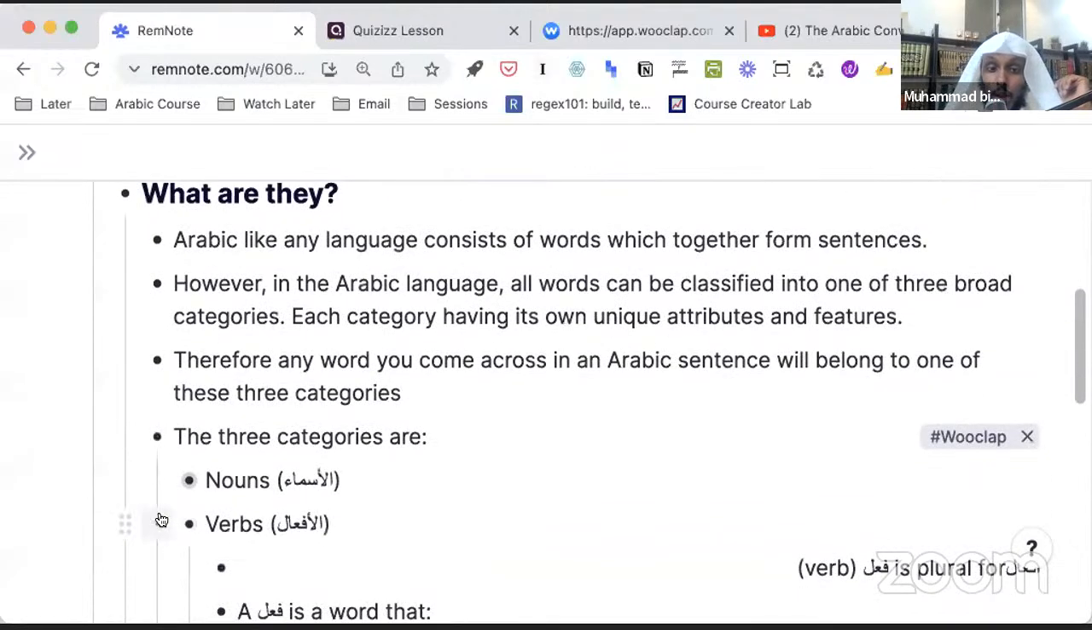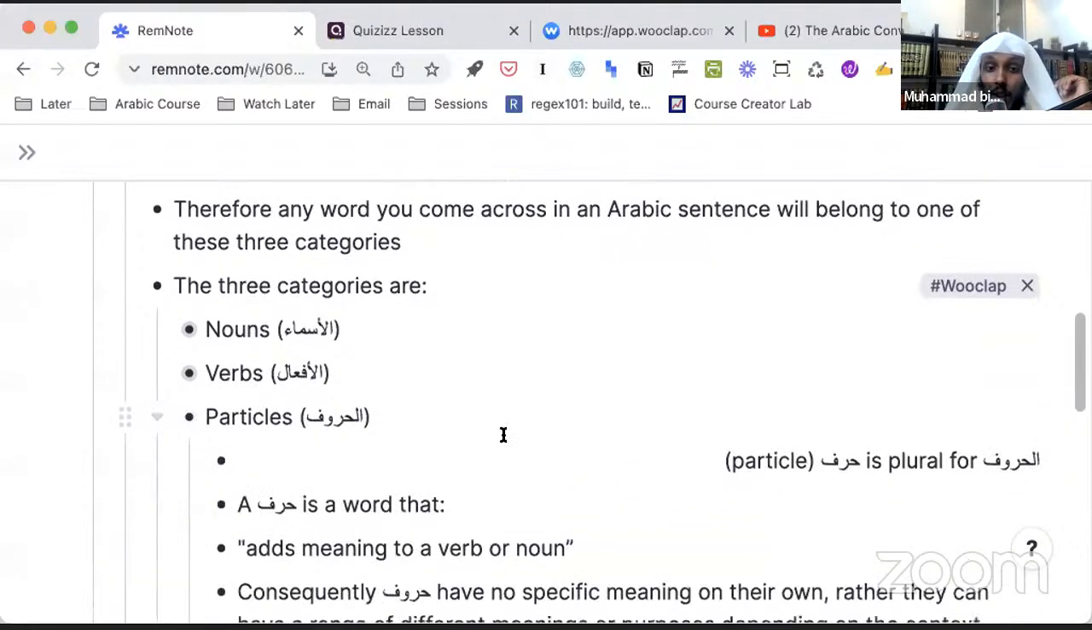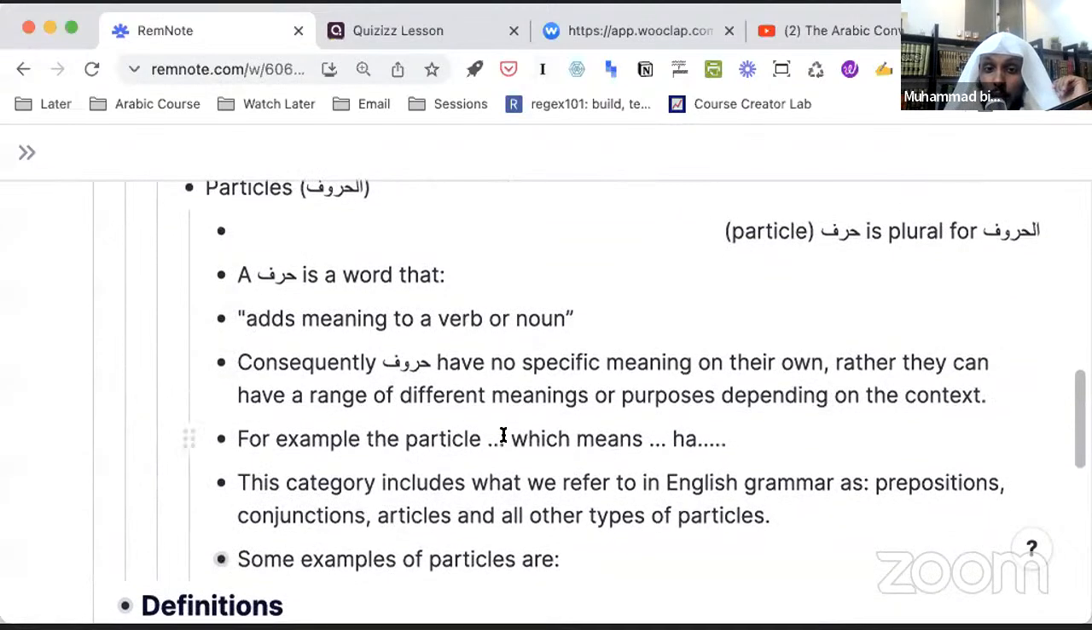Then we come on to the particles. Particles are the words that add meaning to a verb or a noun. And this is the important thing about particles: they don't have a meaning by themselves. If I say min, hal, fi, it doesn't have a meaning by itself. Rather, every particle can take on a whole set of different meanings, depending on which verb or which noun it's connected to.